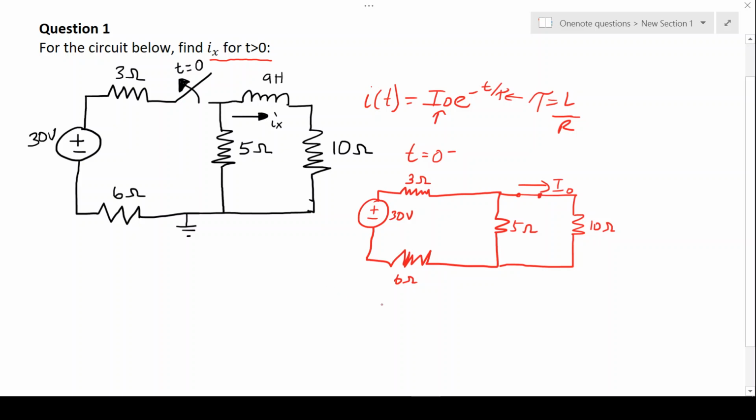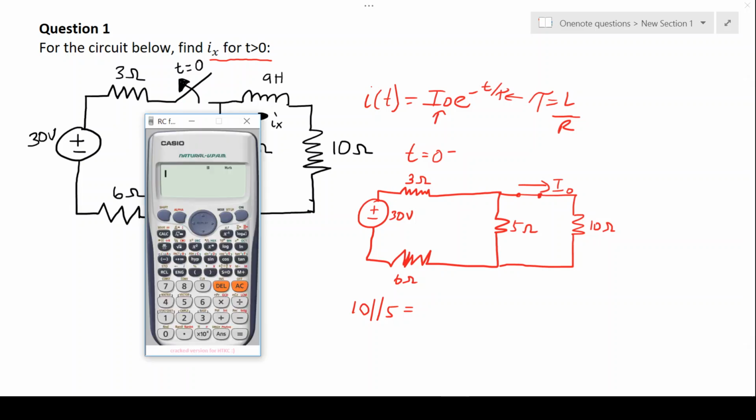So let's start off by saying the 10 ohm in parallel with the 5 ohm. What is that going to give us? That will be 10 inverse plus 5 inverse. That gives us a final value of 3.333 ohms.